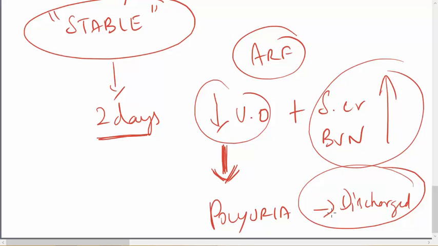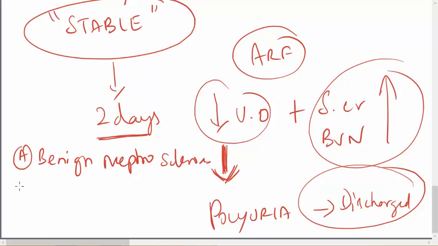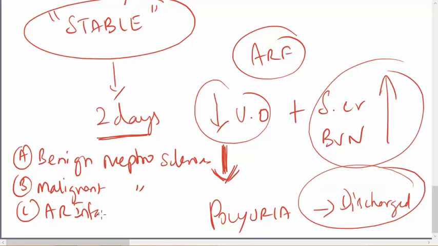Here they gave benign nephrosclerosis as a choice. B, malignant nephrosclerosis. C, acute renal infarction. D, acute tubular necrosis. With this background, an oliguria patient coming to polyuria, then discharged, which means he has recovered and been discharged. So in this case, it is ATN.